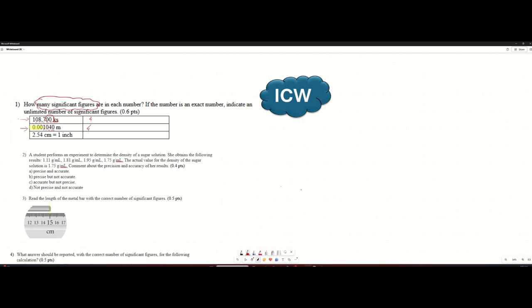Good? And here, that is a conversion, so that is an exact number. You cannot change that. Okay? There is no way that you're going to say that 1 inch will be 2.55 centimeters or 2.60 something. No, you cannot change that. So that is an exact number. So that is an infinite conversion factor.